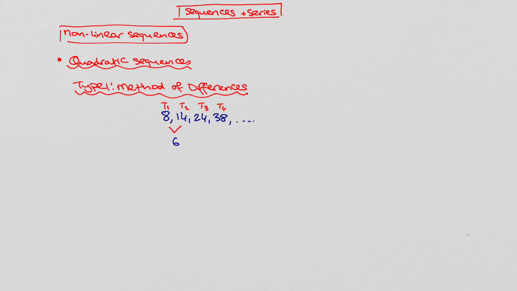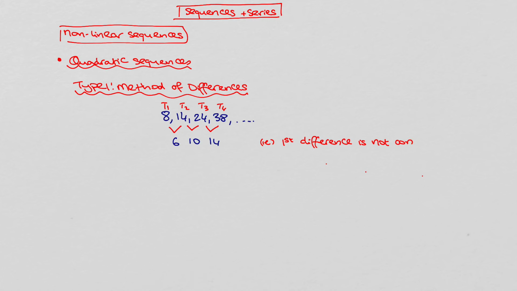Now, if I do that with the next set of terms, the next two consecutive terms, what we notice is we don't have a constant. In other words, to get from 14 to 24, I'm adding on 10. And if I was to go from term 3 to term 4, I'm adding on 14. And we could continue this infinitely and see that there is no constant between each of these consecutive terms. In other words, what we say is the first difference is not constant.